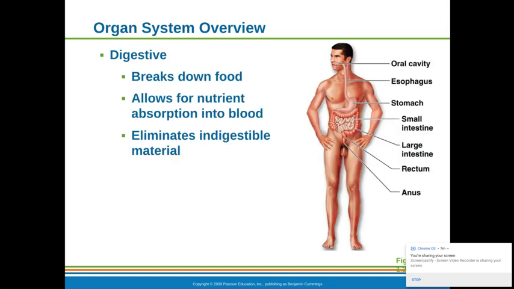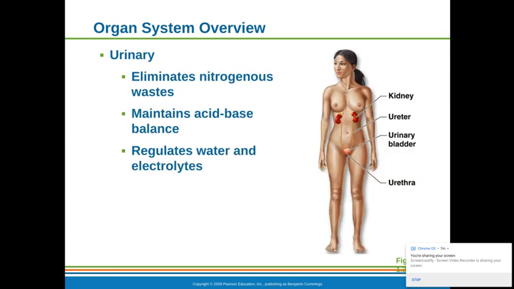Now, your digestive system helps to break down food, allows for nutrient absorption into the blood from that food that's being broken down, and is going to eliminate indigestible waste, either as solid or liquid waste. Now, working closely with it is going to be the urinary system. This is going to help eliminate our liquid waste. It is also going to eliminate nitrogenous waste, or any waste that has nitrogen in it. Okay, it also helps maintain our acid-base balance.